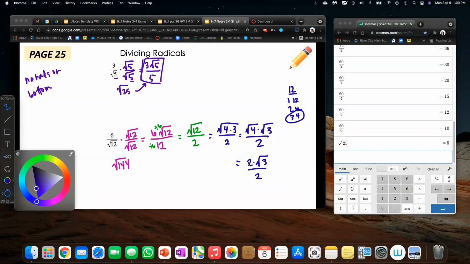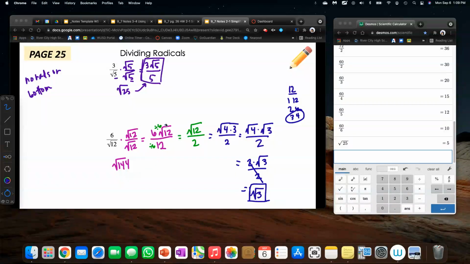And then the very last thing, these actually end up canceling out. 2 divided by 2 is just 1. So we end up with just the square root of 3. So this is probably the most involved problem. Not only do you have to rationalize your denominator, you can simplify the outside, you can simplify the radical, and then once you simplify the radical, you can actually simplify the outside again. You end up with just the square root of 3.